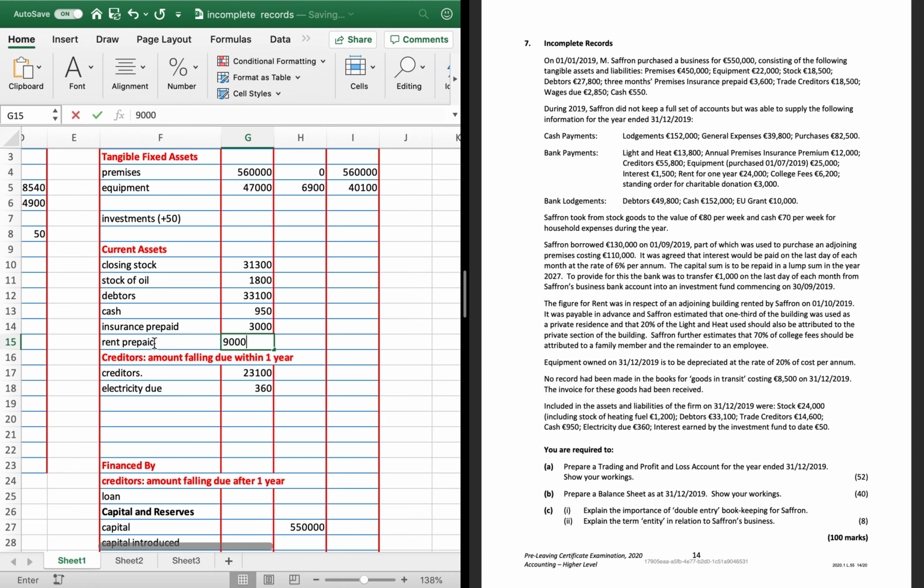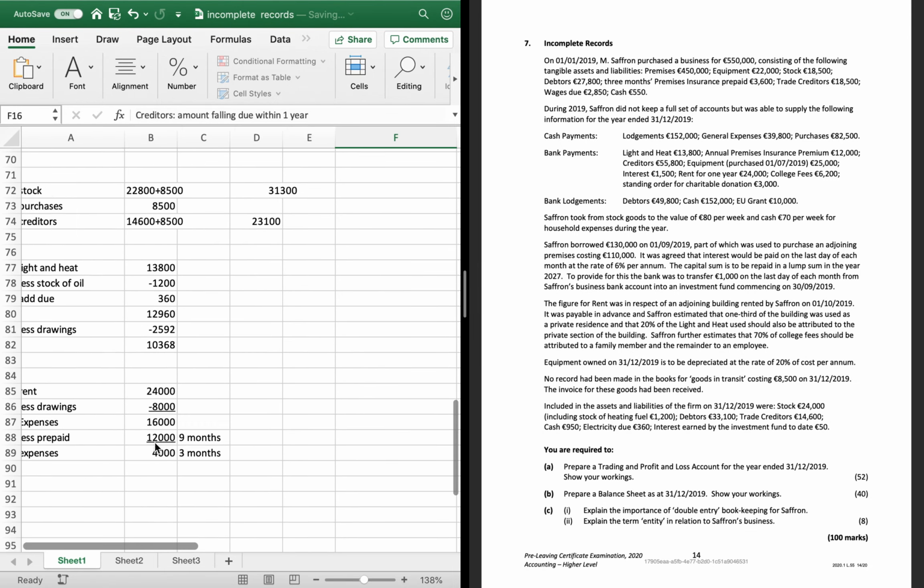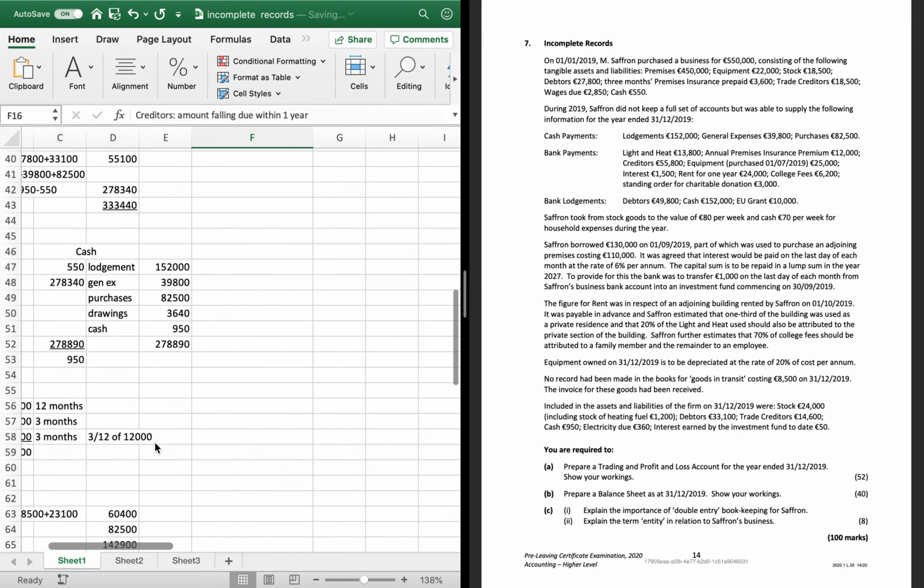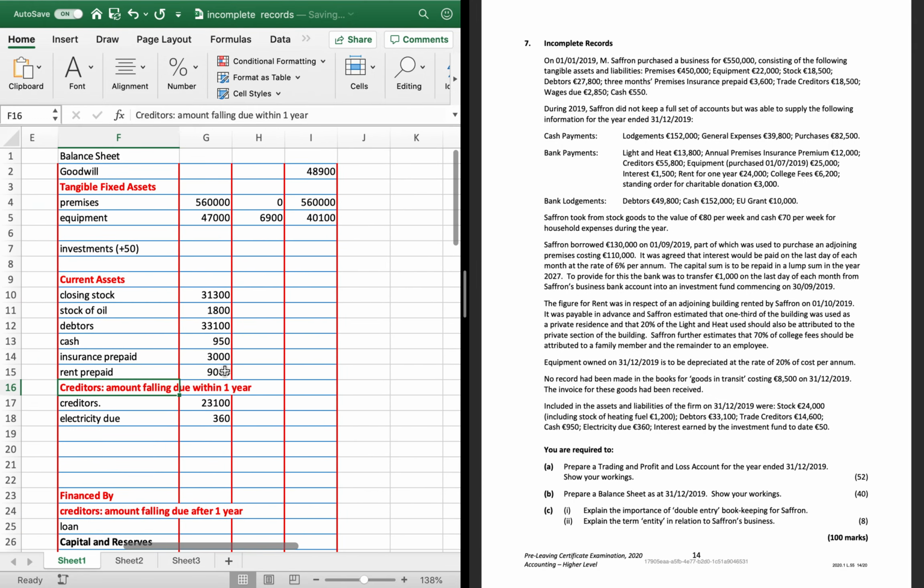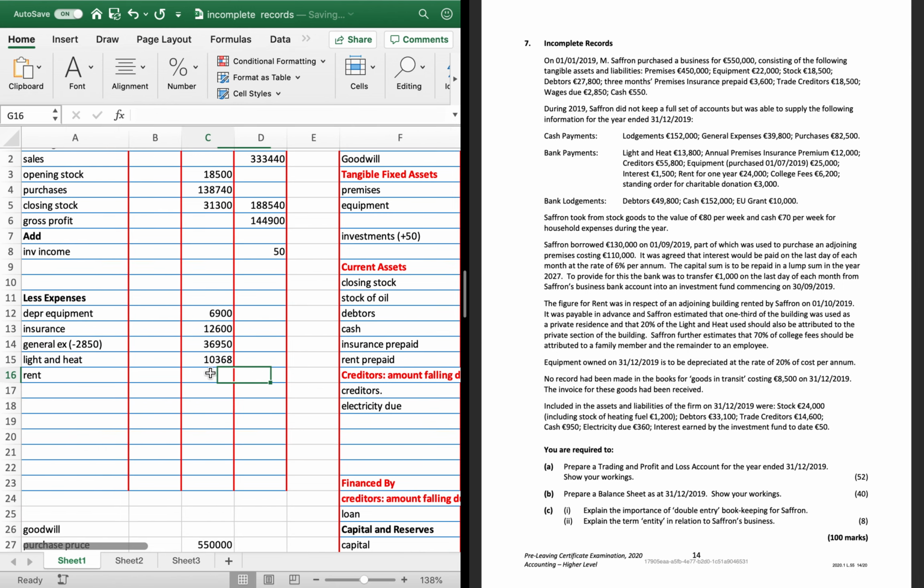So that was 9,000, I think. Just go and check that again. Sorry, rent prepaid was 12,000, and then the 4,000 was rent. Okay, and we've dealt with the drawing aspect of it already.